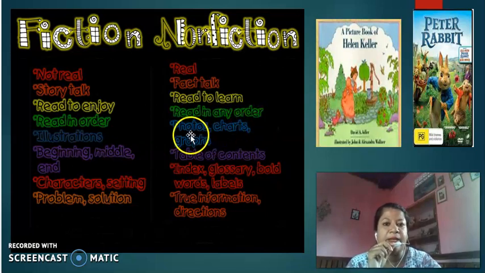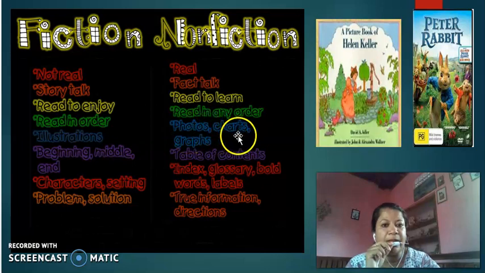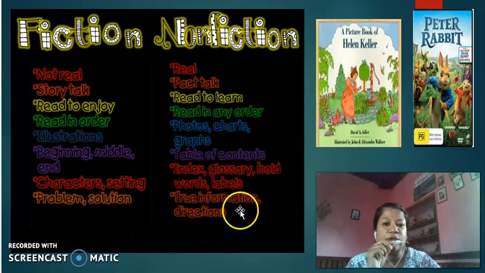Okay, you would find photos of real people, you would find charts, you would find graphs. Okay, there is also a table of contents. You will have the index, the glossary. Okay, you will have bold words, you will have labels and true information. Okay, remember, non-fiction books always have true information.